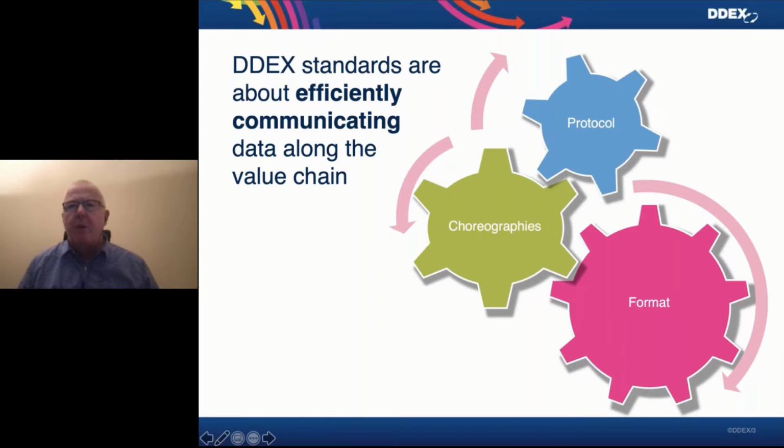We also develop choreography, so that is the order in which messages get exchanged, and what the trigger points would be for actually sending a message to a business partner. And then finally, we develop the message protocols, and these are the mechanisms by which the messages actually get exchanged. Up until about the last 4 or 5 years, that's mostly been using secure FTP sites, where we would standardize file naming conventions or directory structures and that kind of thing.